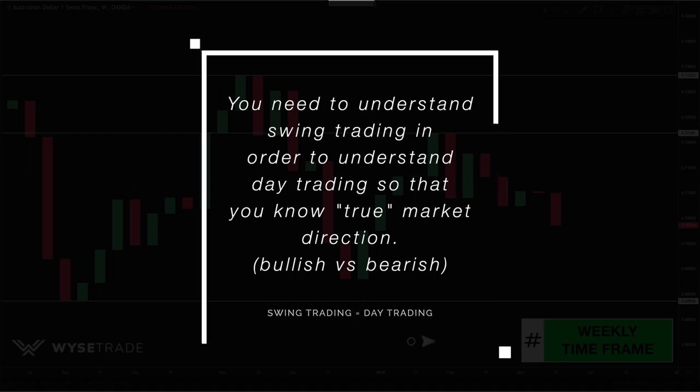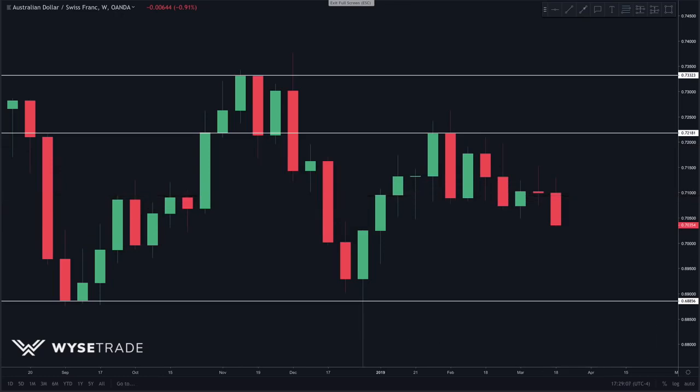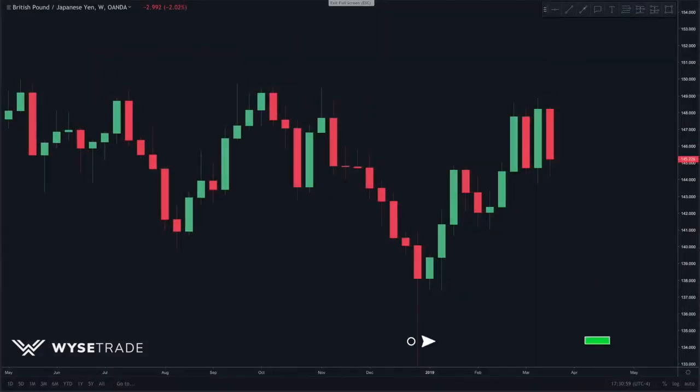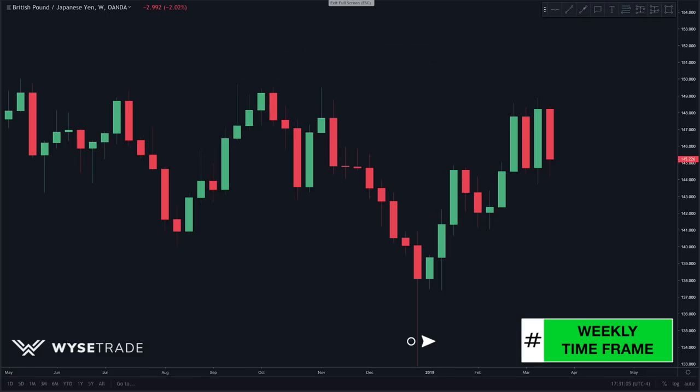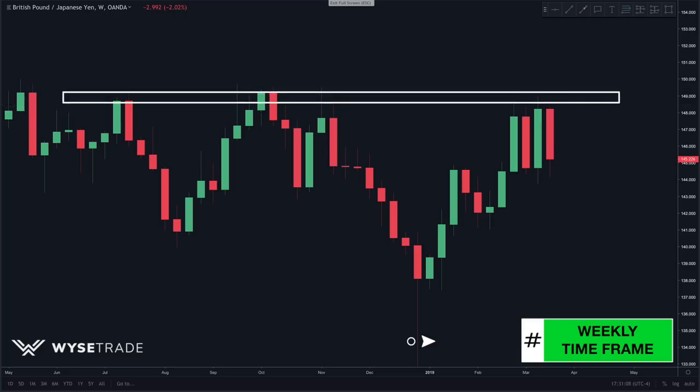Now let's do this from the top down again on another pair. So here's the pound yen. And again, starting from the weekly time frame, we want to identify our key weekly levels. Along the top, we first spot this obvious level of resistance, so we draw it in.